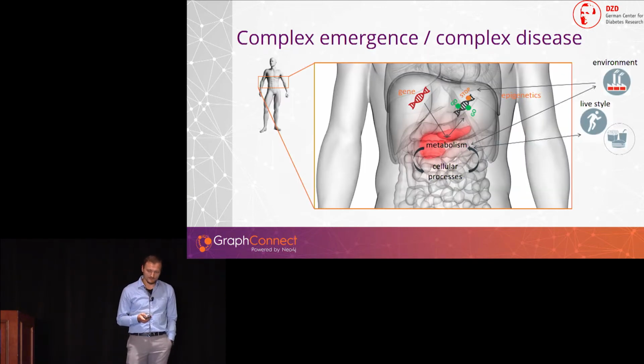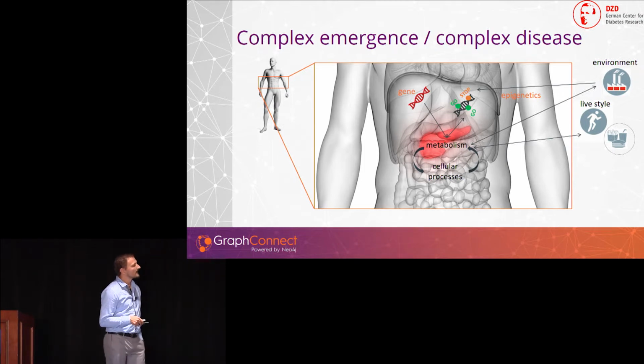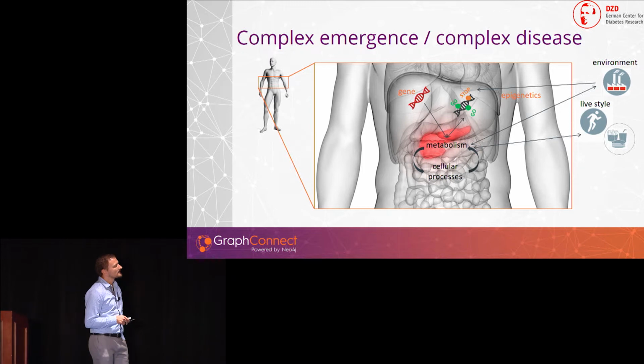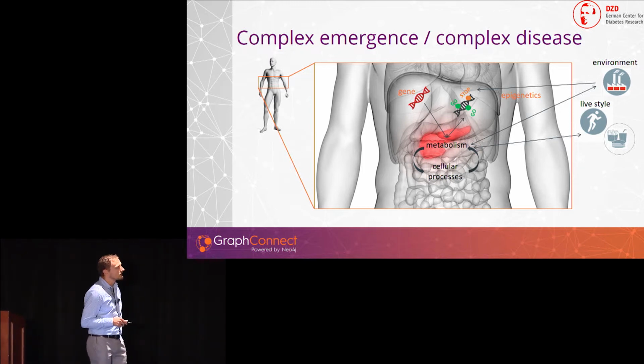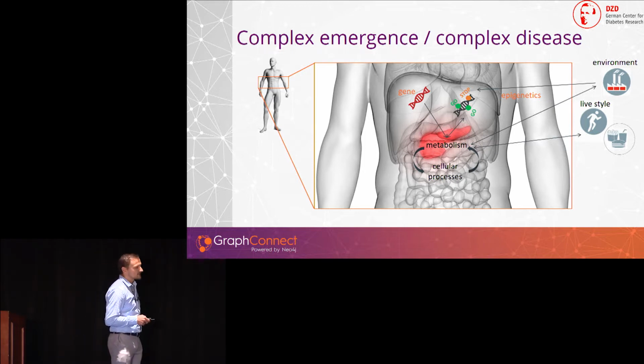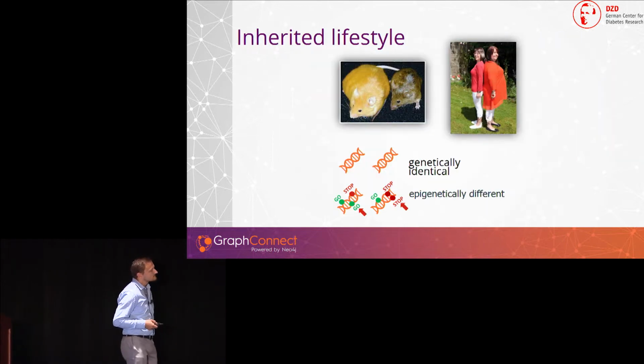Diabetes is a complex disease. It's in your metabolism. Here's the pancreas, and it's a cellular process that is dependent on your environment or your lifestyle, but also on the genetics or epigenetics. I come to that in a second.